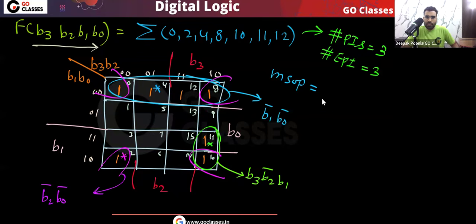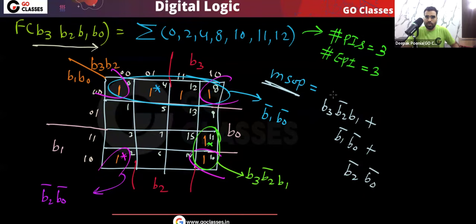Okay. So what will be the minimal SOP? You just sum all of these product terms. Okay. The sum of these product terms will be the minimal SOP. So the minimal SOP will be B3 B2 bar B1, or B1 bar B0 bar, or B2 bar B0 bar. Okay. This will be your answer.